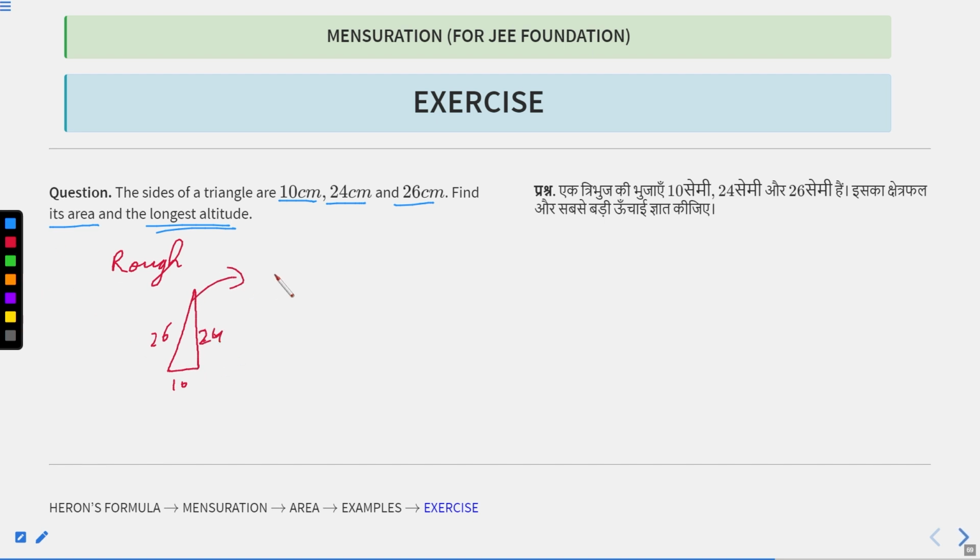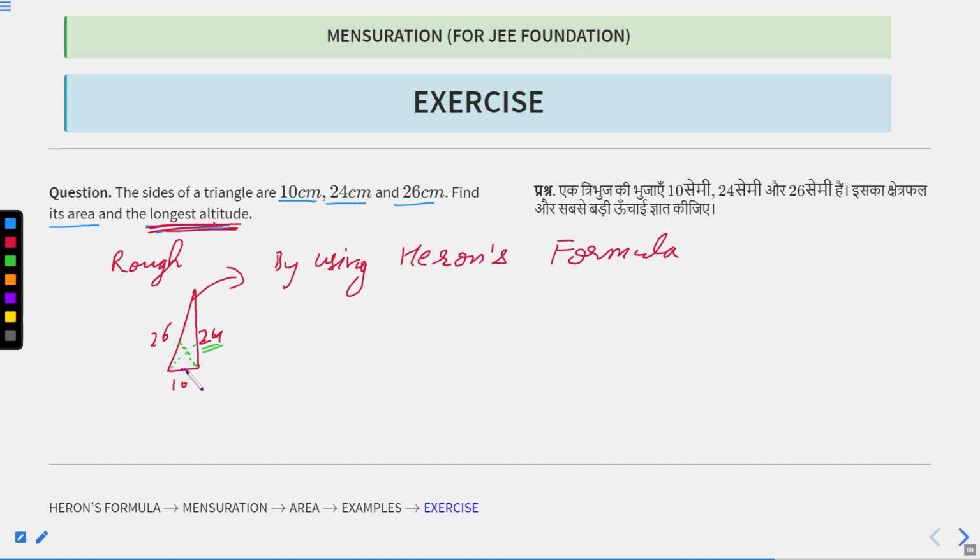So we have to find out the area. By using Heron's formula, we can find out the area very easily. But for this term, we have to find out the longest altitude. Altitude means the height. If you see in this rough diagram, if you draw the altitude with the 26 side as my base, the height or the altitude is just this small length, and with 24 as my base, the altitude is still small.